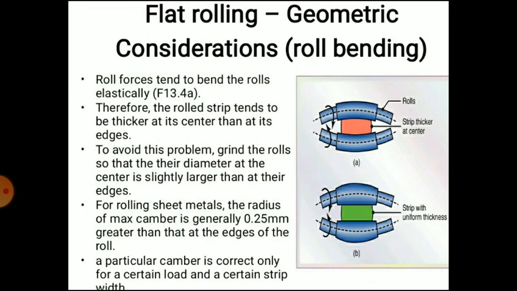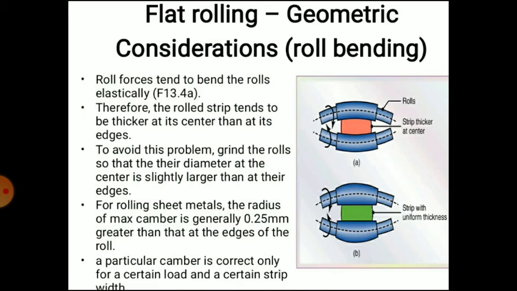Now, about these two defects, there is a remedy to overcome them. To avoid these two defects, provide a camber to the rolls. You can see in a diagram. In diagram A, there is a deflection of the rolls, and in diagram B, there is a remedy to overcome the above two defects, wavy edges and zipper cracks.